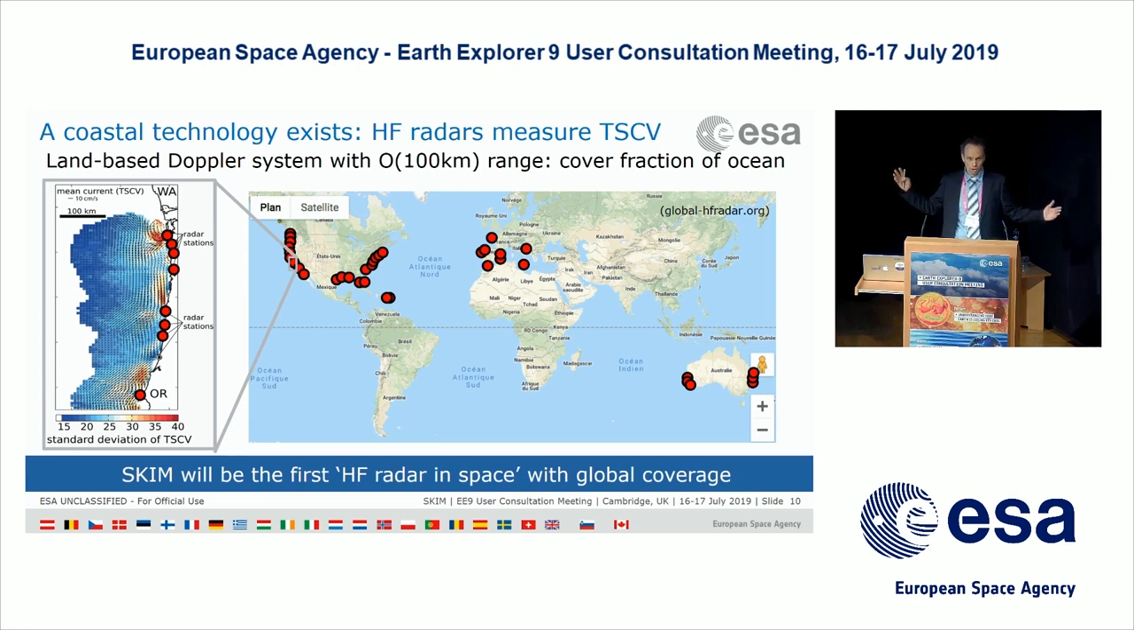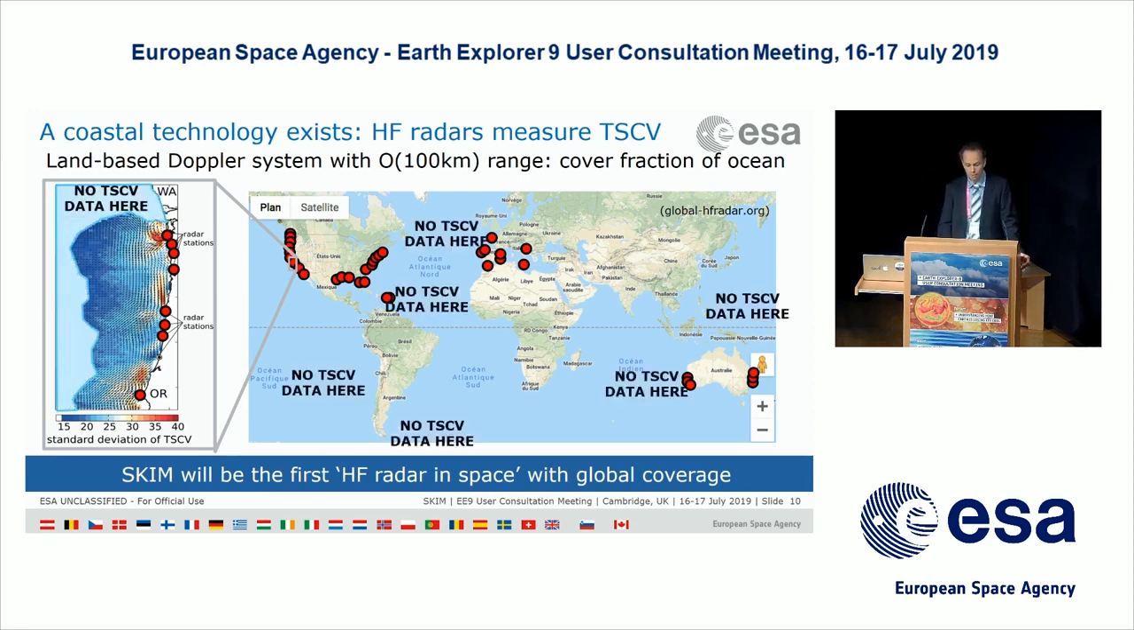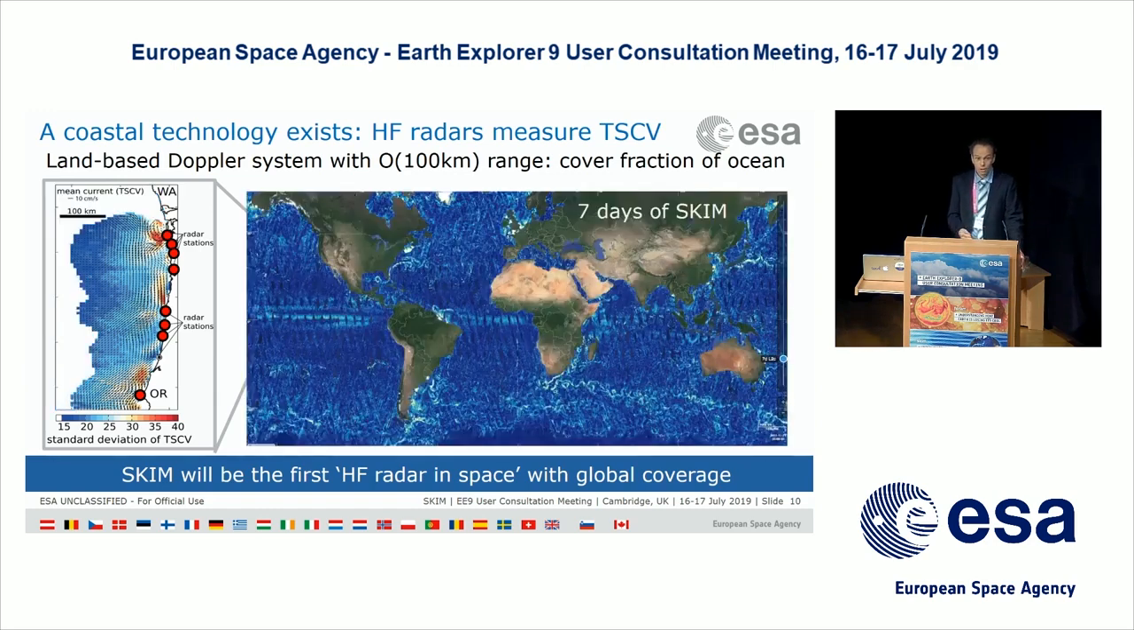And that is the crux of SKIM. SKIM will, with its global coverage, its dense sampling, and its wide swath, really paint in this picture. And it will be our HF radar, the first HF radar in space.